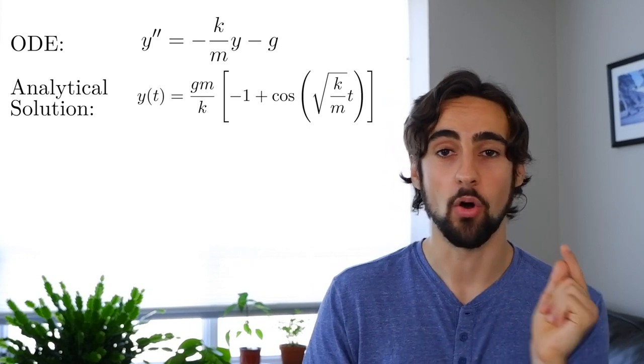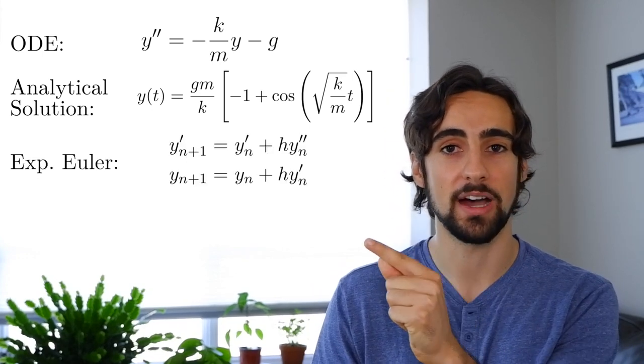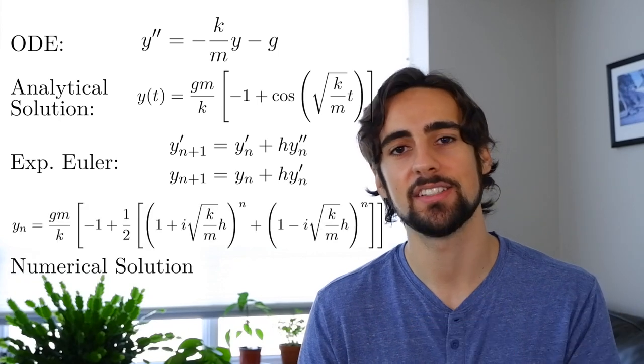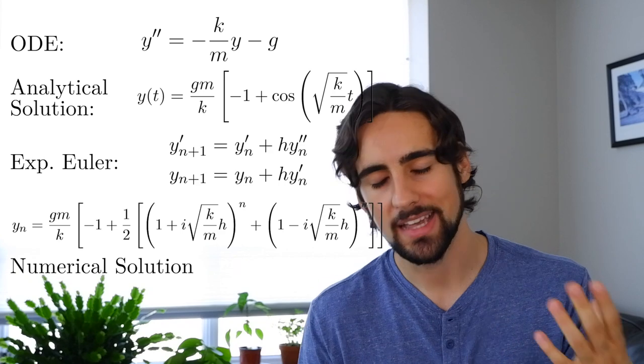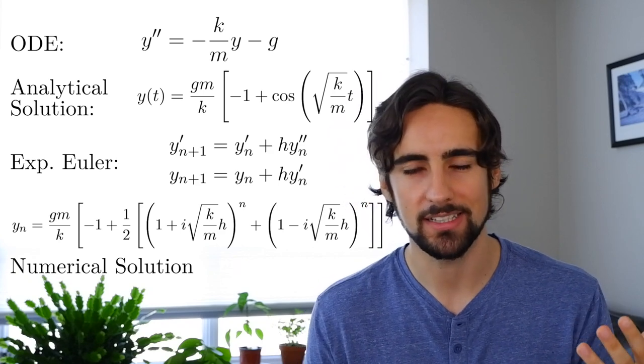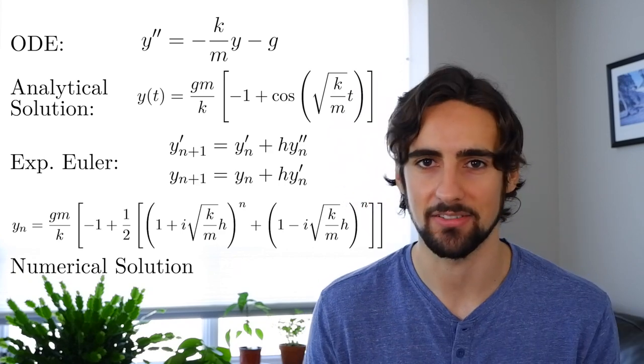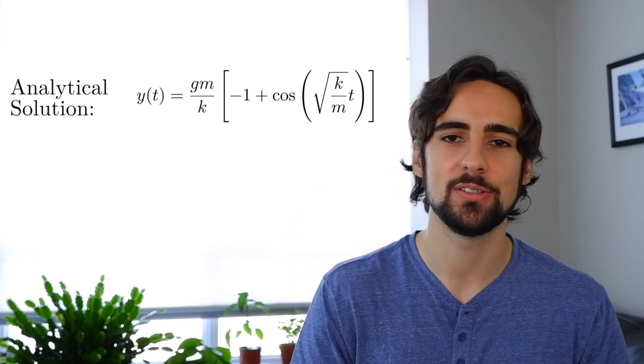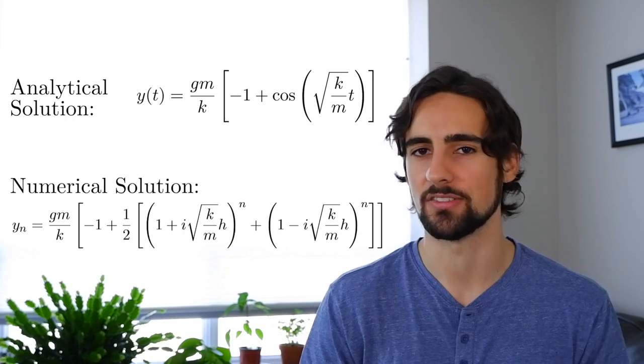So we can apply Euler's method, which is described by these two equations, and using that method, this is the discrete solution that we get. But again, we don't always know explicit expressions for the discrete solution and the analytical solution. We only know that in this case because it's a simple example. So we have the exact analytical solution and the approximate numerical solution.